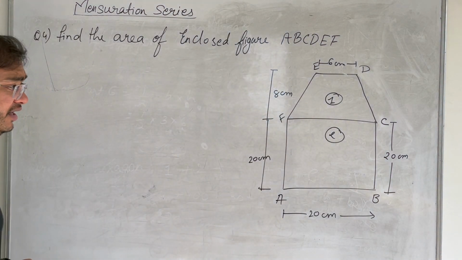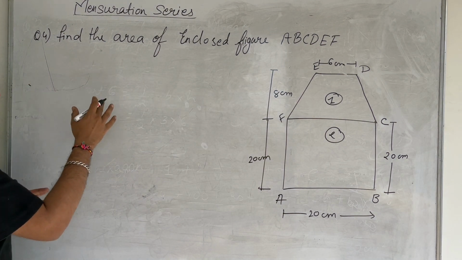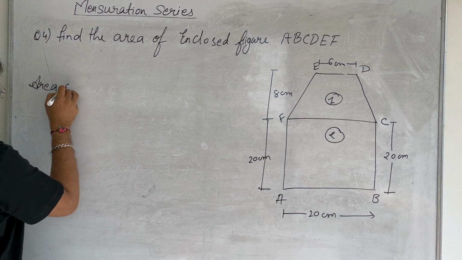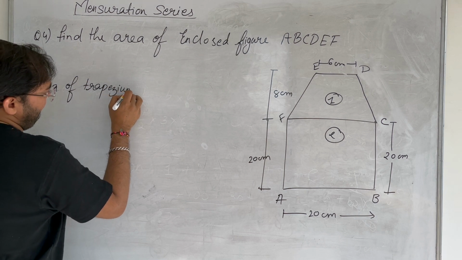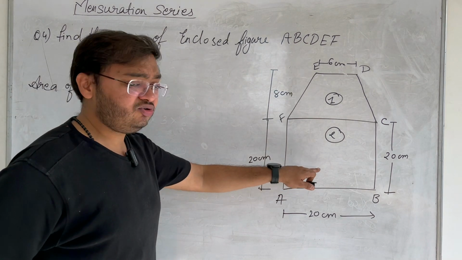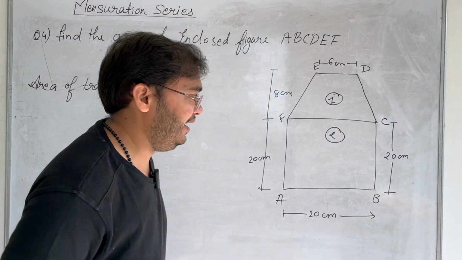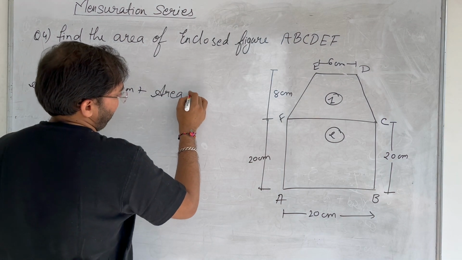If you see part 1, I have to find the area of the enclosed figure. You can see that the first part is in the shape of a trapezium. So we are going to write area of trapezium plus. Now this is a square or rectangle. By seeing the dimensions, we can clearly see that this is the area of a square. So plus area of square.